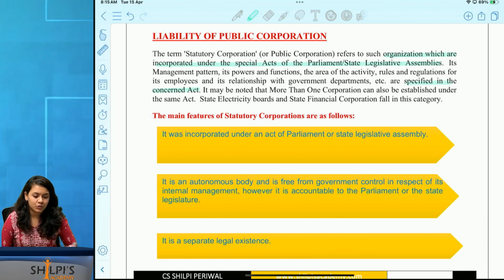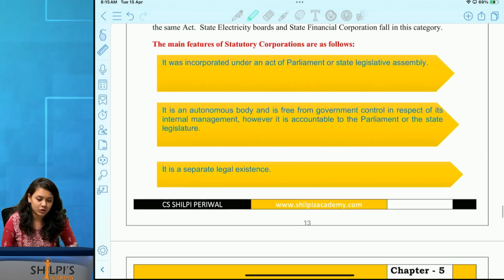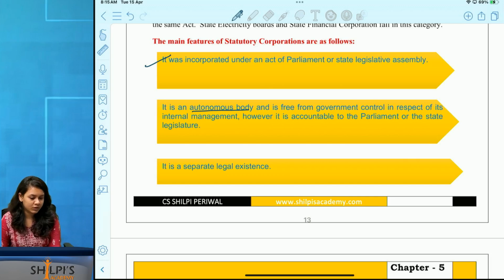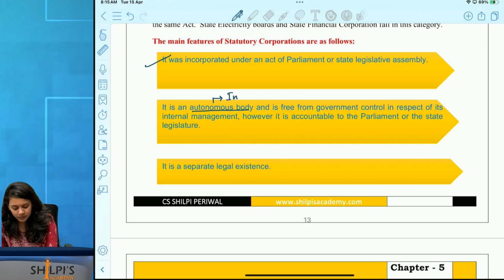Okay. So, what are the main features of the statutory corporation? It has to be incorporated under any law of parliament. It is an autonomous body. It is to be free from government control, and its internal management will be accountable to the parliament, but at the end of the day, it will still be an independent body.